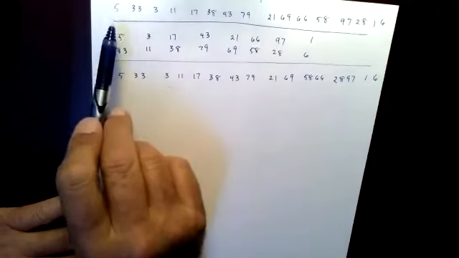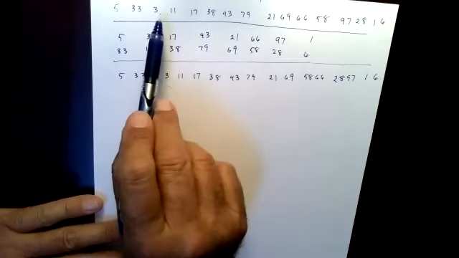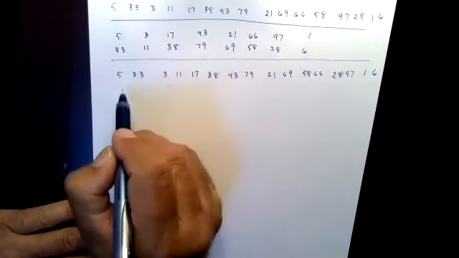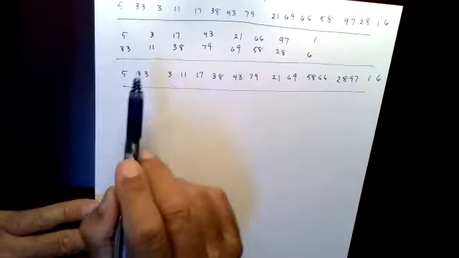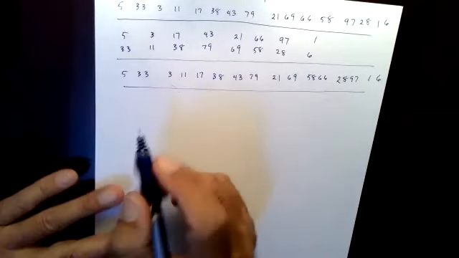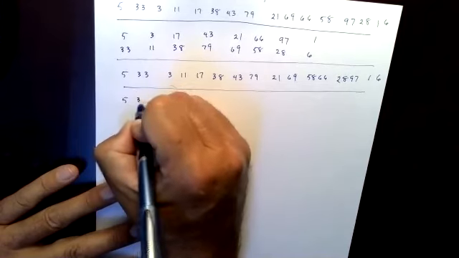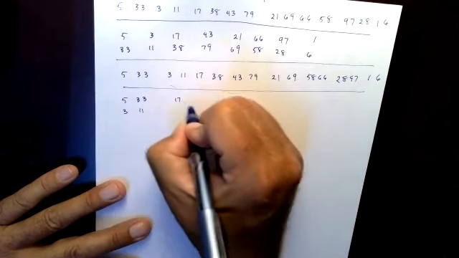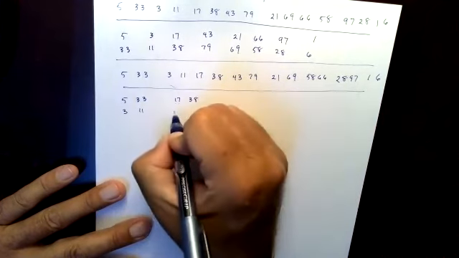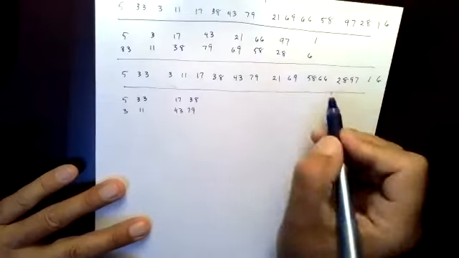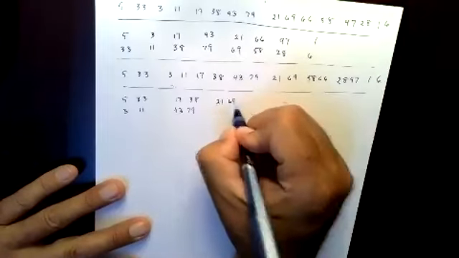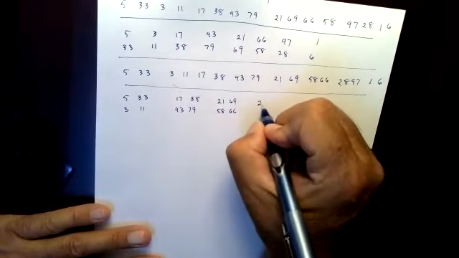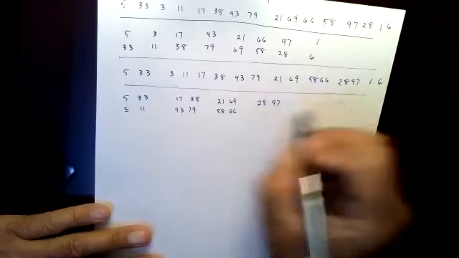So now going from these being unsorted and one at a time, I created the two lists. I made pairs. But now when I make my two arrays, instead of putting one at a time in the two arrays, I'm going to put two at a time: 5 and 33, 3 and 11, 17 and 38, 43 and 79, 21 and 69, 58 and 66, 28 and 97, and 1 and 6.